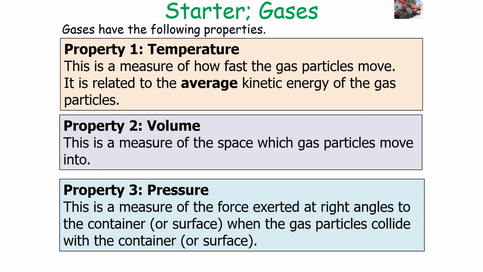So gases have the following properties. Property 1, the temperature. It's a measure of how fast the gas particles move, and it's related to the average kinetic energy of the gas particles. Property 2, the volume, a measure of the space which the gas particles can fill. And property 3, pressure, a measure of the force exerted at right angles to the container when the gas particles collide with that container.